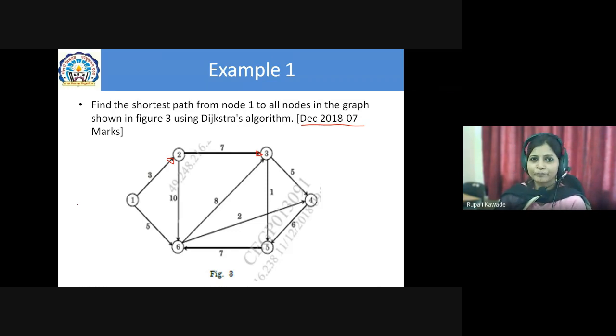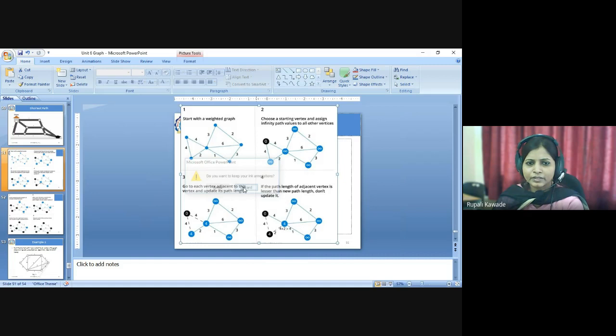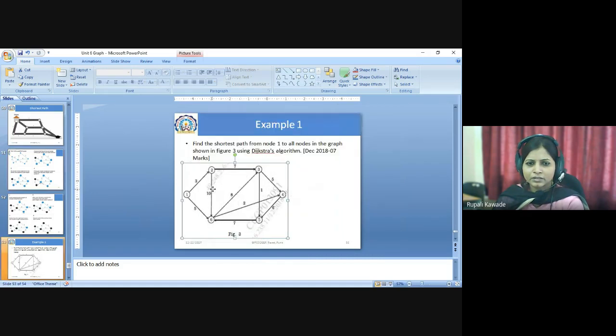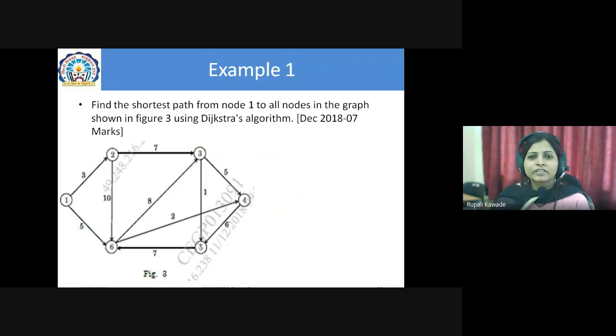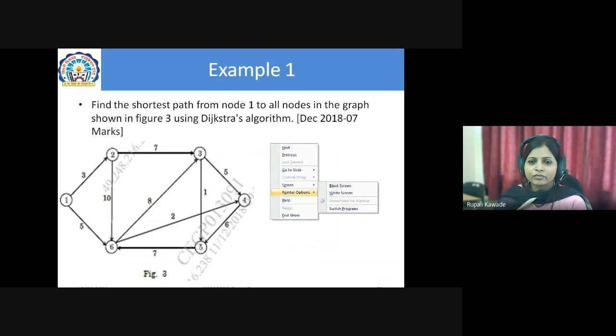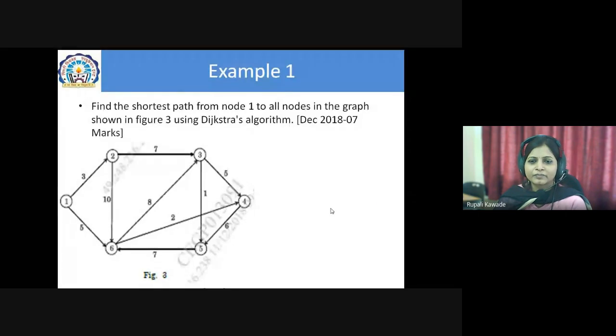So what is asked: you have to find the shortest path from node 1 to all the other nodes. This is important. Node 1 is your first node, and from this node you have to find the shortest path. Okay, for this given graph we will check it with the help of a table.